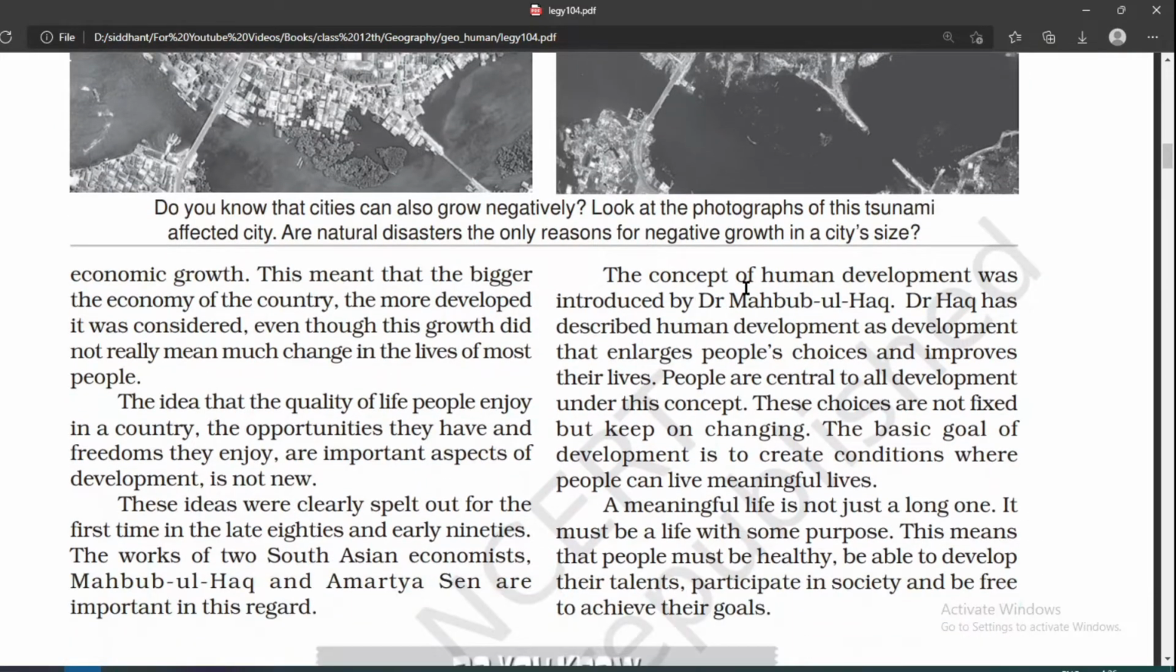The concept of human development was introduced by Mahbub ul Haq. Dr. Haq has described human development as development that enlarges people's choices and improves their lives. People are central to all development under this concept. These choices are not fixed but keep on changing. The basic goal of development is to create conditions where people can live meaningful lives.